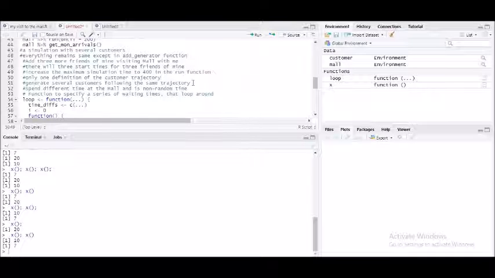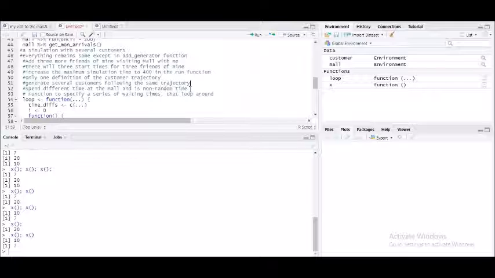Now she comes on her own. I'm coming on my own. Other friends are coming on their own. So how do I create the simulation for several customers? Here you need to understand the technicalities rather than just giving you the code and running away. Let's try to understand the logic behind it also.